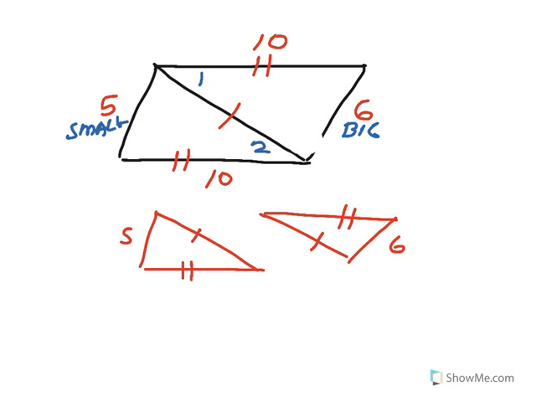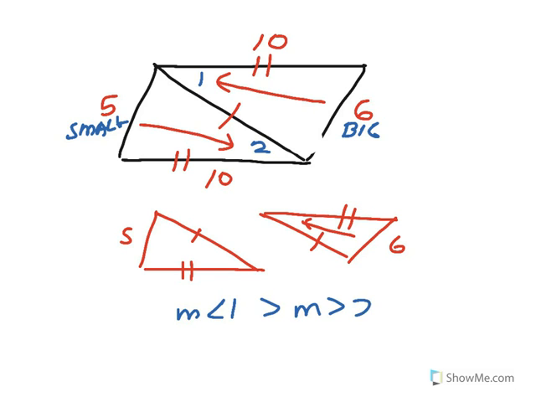So what I know is that this side opposite angle 1, the longer side, means angle 1 has got to be greater in measure than angle 2. So I can say for sure that the measure of angle 1 is greater than the measure of angle 2, because angle 1 is opposite the bigger side, and that would be using the side-side-side inequality theorem.